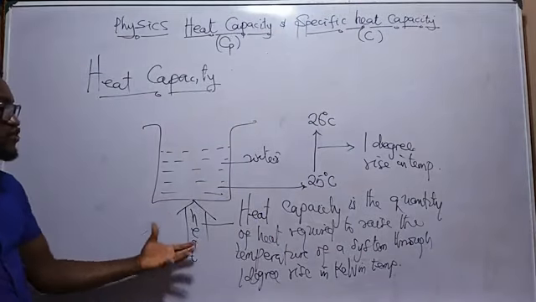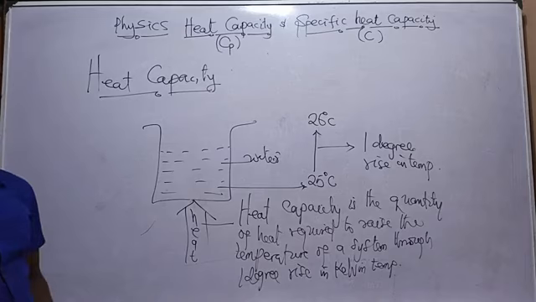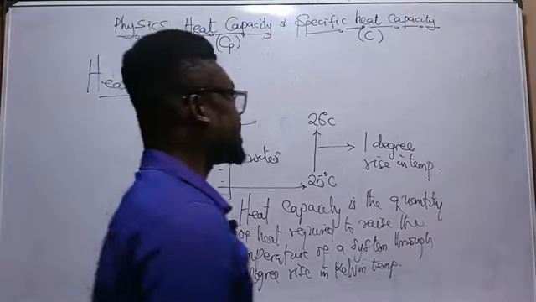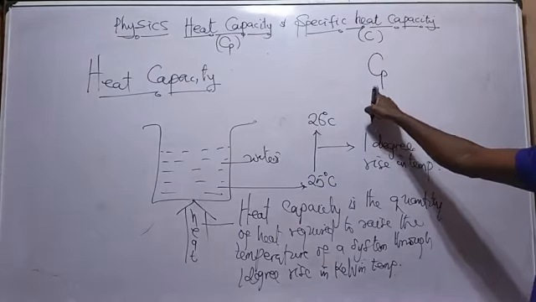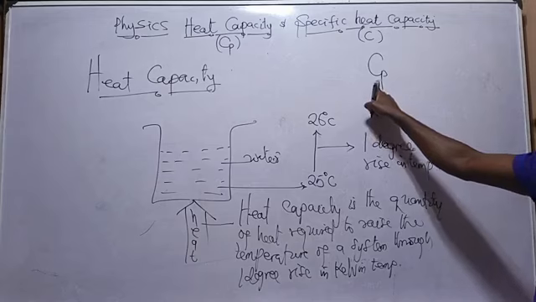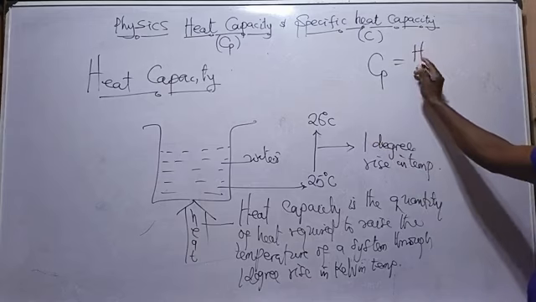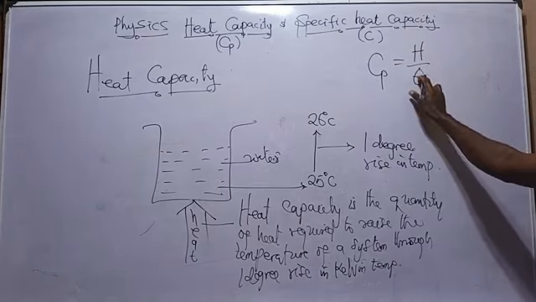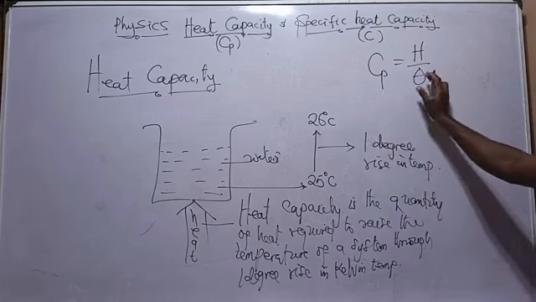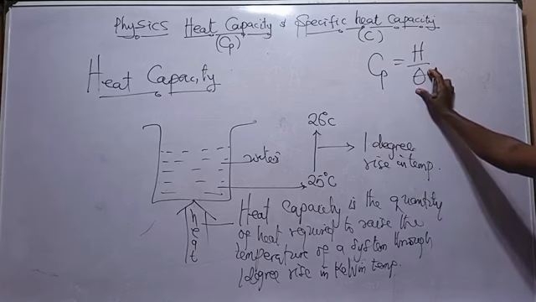Now, this quantity of heat required can be expressed mathematically. Now we have heat capacity, which has this formula, the symbol C. Now H is the quantity of heat required to raise the temperature. This is the temperature rise, theta. So to raise this temperature through 1 degree rise, okay?